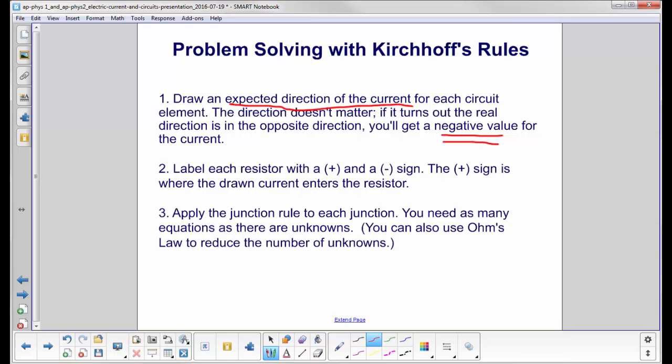Then for every junction you have, apply the junction rule. You'll need as many equations as there are unknowns. So a lot depends on what problem statement you have, how many givens you have, and what you have to find. You can also use Ohm's law to reduce the number of unknowns. For example, if at a resistor they tell you the resistance value and the current, well, you can go ahead and find the voltage right there without even using Kirchhoff's rules. Okay, on to the next slide for some more rules.